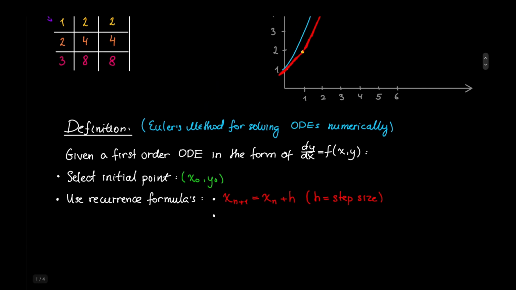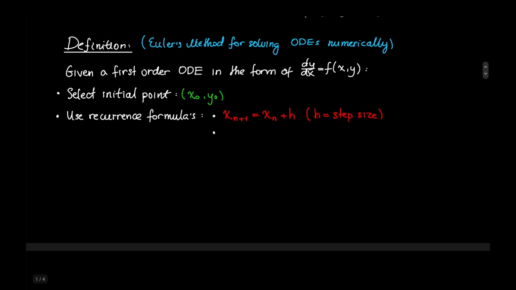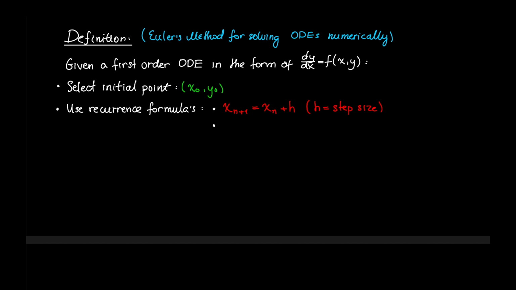So from our example above, we had the initial condition x0, y0 at 0 and 1, and in order to get the next x value, we needed the previous x value added by the step size, which we denoted using delta x. For simplicity, we can just write it as the letter h. And the other recurrence formula is going to be used to find the next value of y. What we did before was simply use the previous y and add the step size multiplied by the derivative dy over dx.